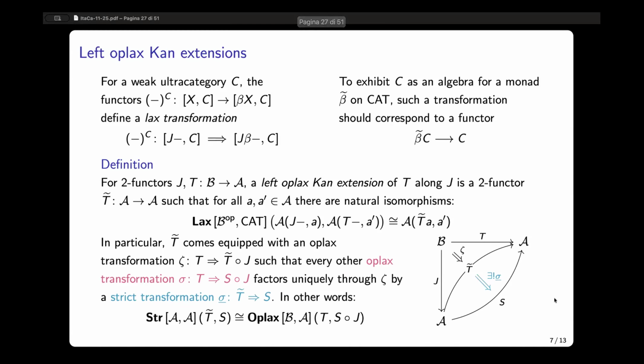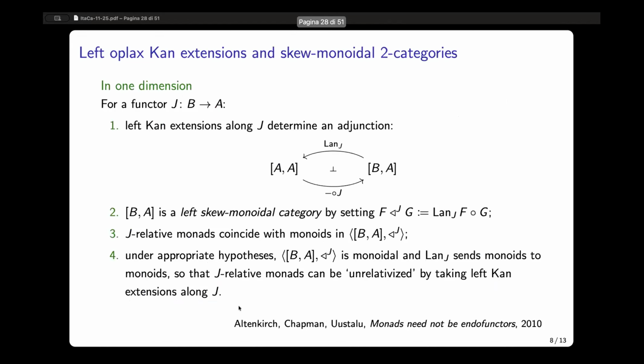And this means that we have this family of isomorphism categories here, which means that we have a 2-adjunction between taking left Oplax Kan extensions and precomposing with J, modulo considering the appropriate notion of transformation. In the one-dimensional case, this is not weird at all.